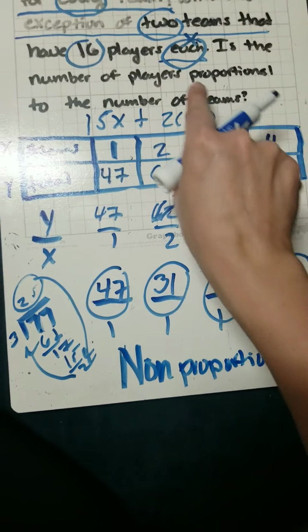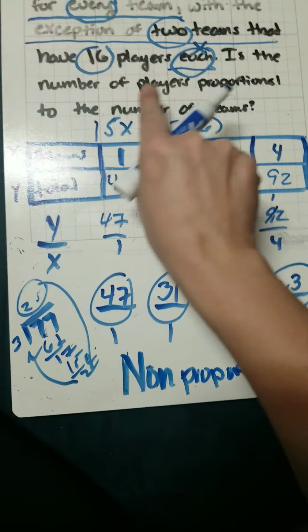Anytime that they're adding an additional amount to whatever it is that you're multiplying by, that is a non-proportional relationship. So remember that. If it is strictly just multiplying, it's probably proportional. Once you add that extra step, it is no longer proportional most of the time.